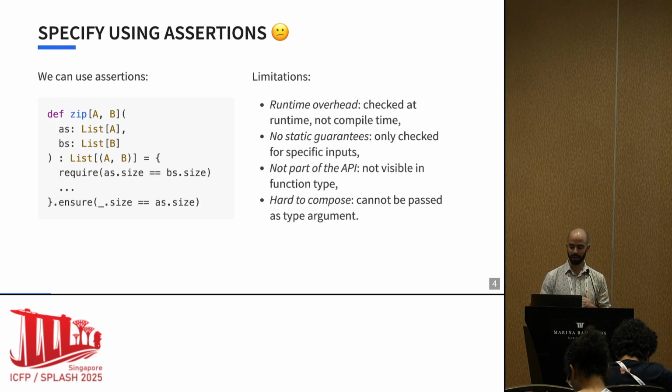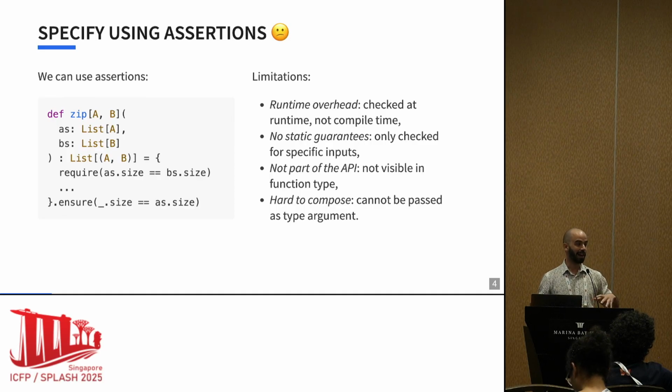However, it comes with some limitations. First, that's a runtime check, so you pay for some overhead at runtime. Also, you have no static guarantee. It's only checked for the inputs that you will actually pass to the function. You don't have any guarantee that it works for all inputs. So same problem as for unit tests, right? You just check some specific instances of your problem. It's not part of the API. As you can see, it's inside the function, so you don't see it in the documentation. And we will come back to that later, but it's a bit hard to compose.